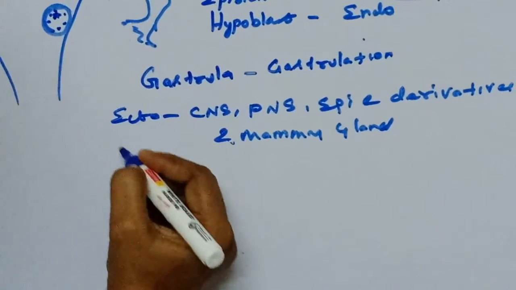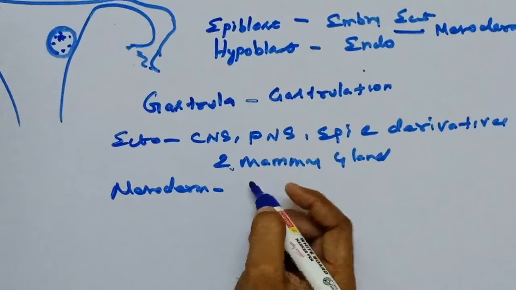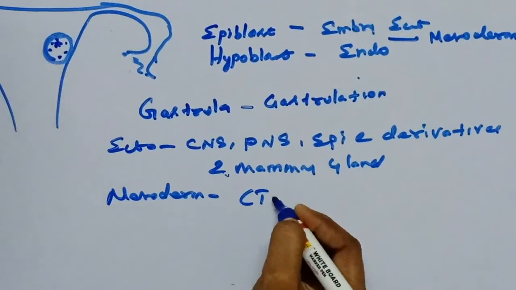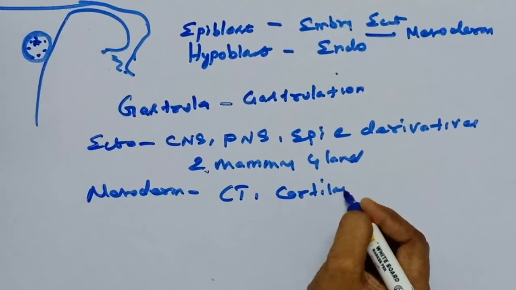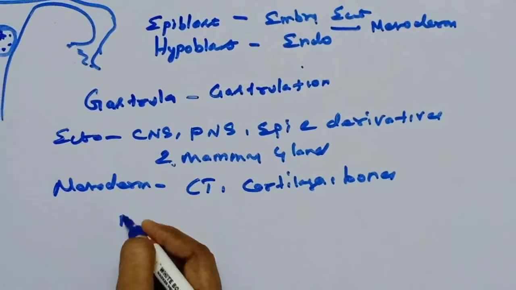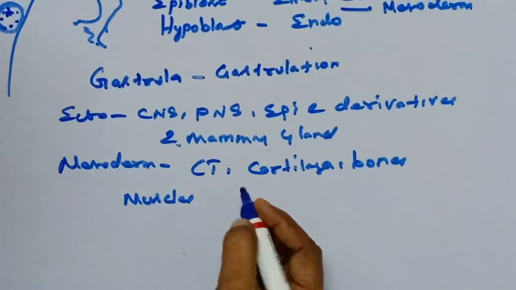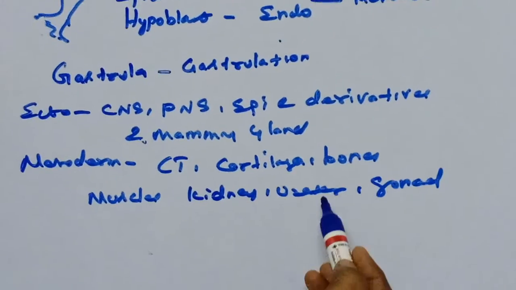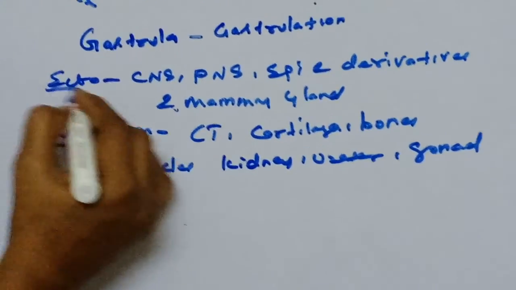The next one, mesoderm. From mesoderm, what organs are formed? There is connective tissue, then cartilages, bones, then muscles, then organs of the urinogenital system, ureter and gonads. These are formed from mesoderm.